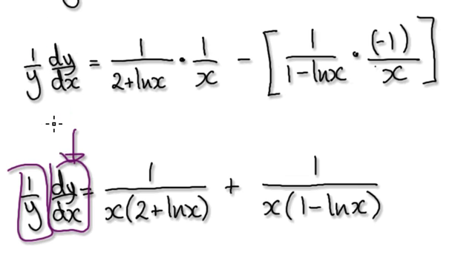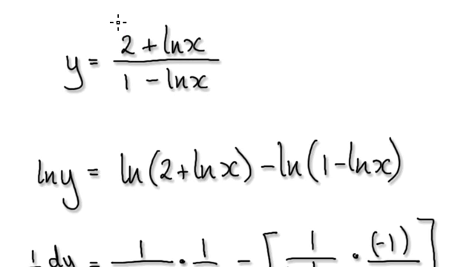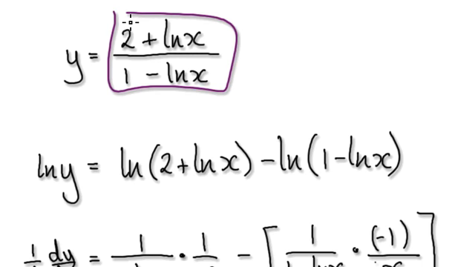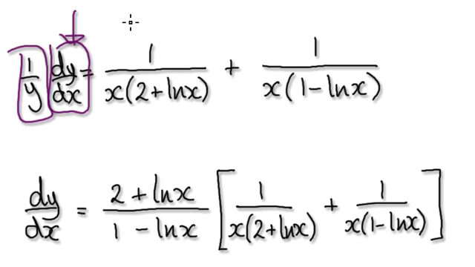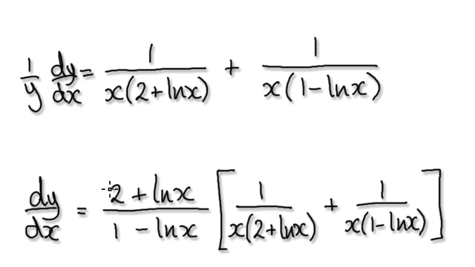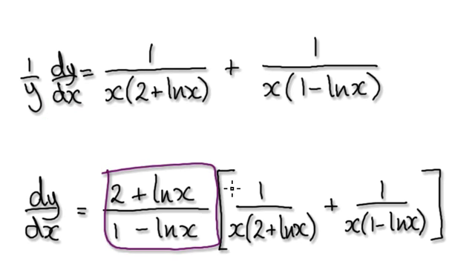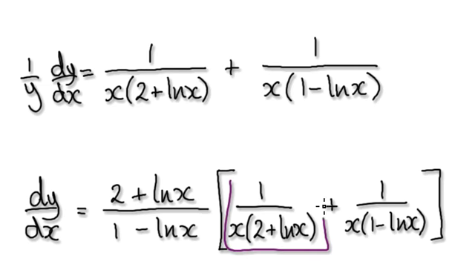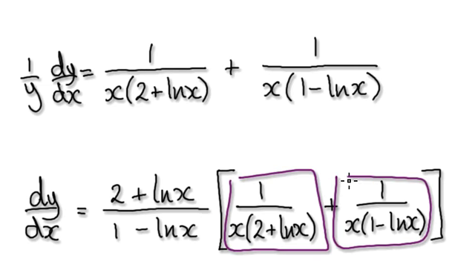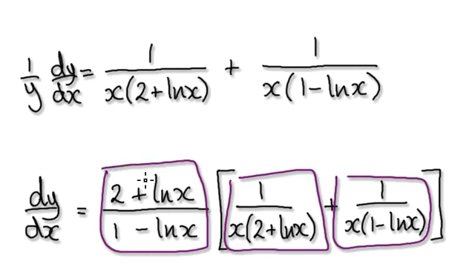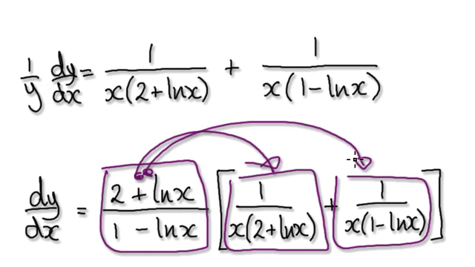Don't forget y originally was this. Okay, this is our y here. So now we put it into here. So now you've got this thing, and then inside the brackets here you've got one block plus another block here. So later on we've got to get this times this, and then this times this.